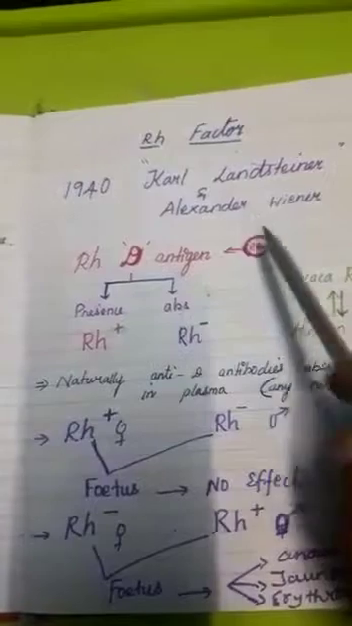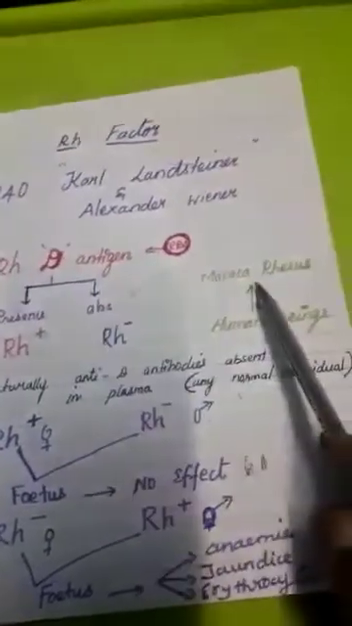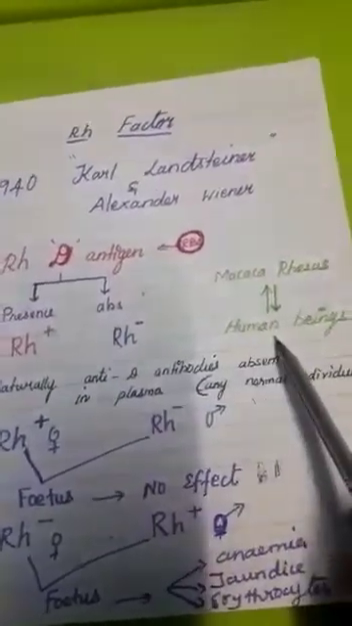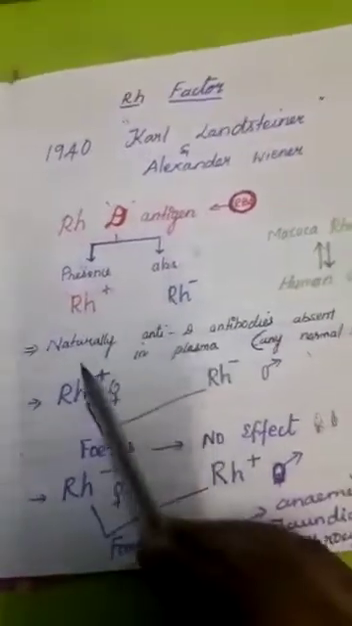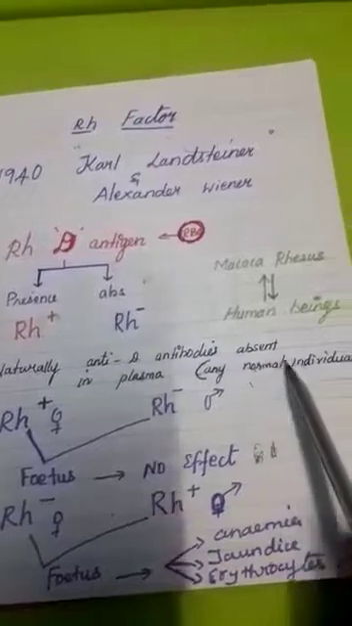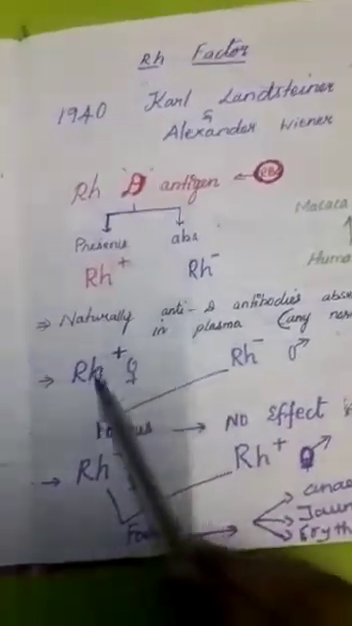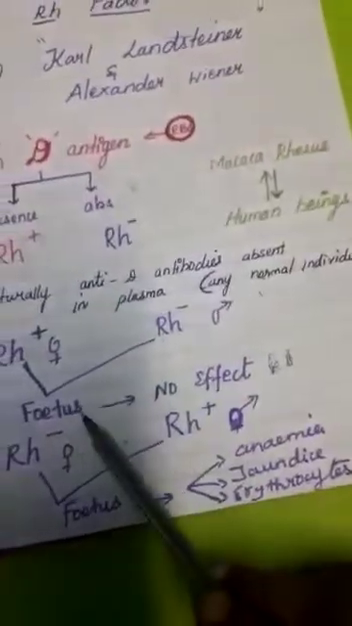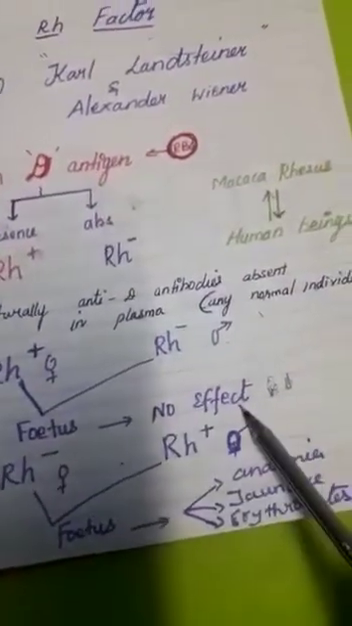First, this type of antigen was seen in the macaque monkey. Later, it was seen in human beings. Normally, anti-D antibodies are absent in the plasma of any normal individual. That is, when an Rh positive mother is carrying an Rh negative fetus, there will be no effect on her children.